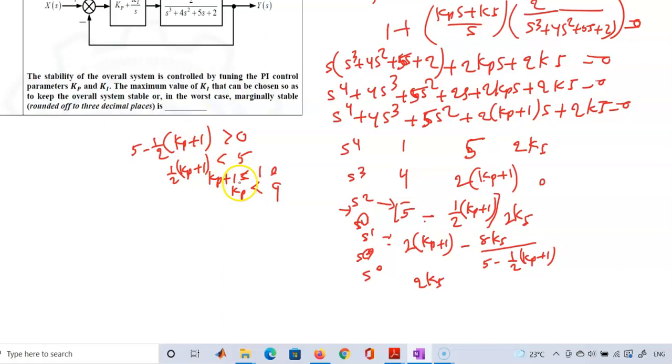But it has asked about Ki. For the overall system stability, the maximum value of Ki that can be chosen to keep the overall system stable. So the keyword is maximum value. That means we need to differentiate something, right? So here Ki is involved, right? So let us take this term.